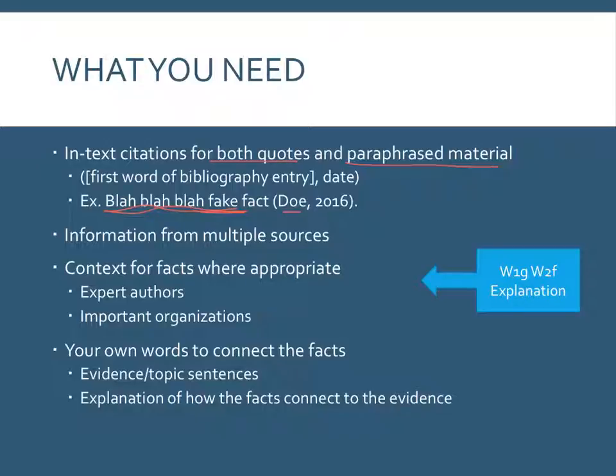Now the rest of this, the information from multiple sources is new here. Remember, you want to use your sources equally. I shouldn't see you citing one source 10 times and your other 3 sources just once each. Now the rest of this, context for facts where appropriate, for instance if you have an expert author mentioning so, and using your own words to connect the facts back to their topic sentences and back to their overall claim. All of this is really the same thing as the explanation target, W1g, W2f. There's nothing new there. But remember, for any detail that you give in a paper or in a presentation, you should give some context for where it came from and be clear about how it connects back to the evidence statement.